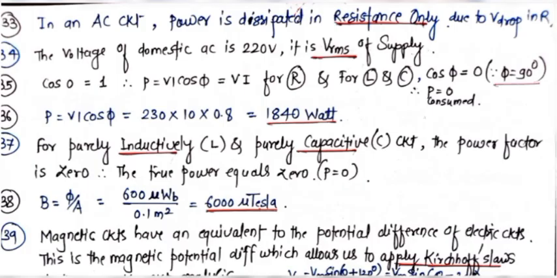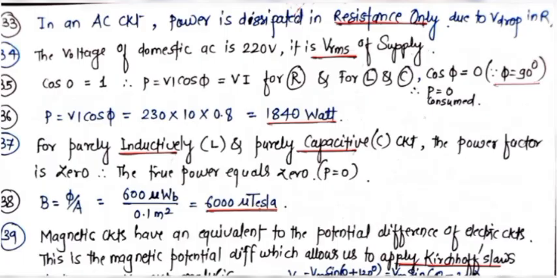In an AC circuit, power is dissipated in resistance only, due to voltage drop in resistance. The voltage of domestic AC is 220 volt. It is the RMS voltage of supply. Cos 0 is equal to 1. Therefore, power is VI cos phi, that is equal to VI for resistive load, and for inductive and capacitive load phi is 90, that is, the phase angle between voltage and current is 90. So cos phi will be 0, therefore power will be 0.